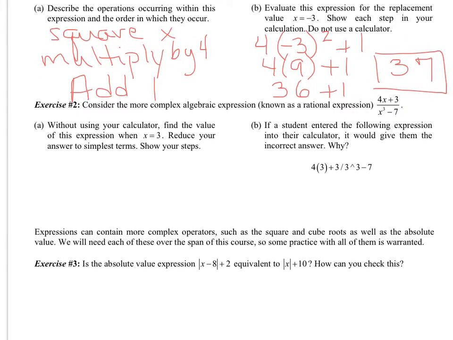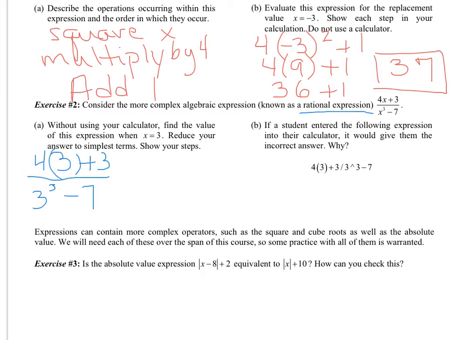Exercise 2 gives us a more complex algebraic expression that's in fraction form. When I see that, it is a rational expression. Again, we can evaluate this one without our calculator, and in Part A, it wants us to replace x with the value of 3. Again, let's start by just plugging in 3 where we see the x. I'm going to use parentheses to show my multiplication. So I have 4 times 3 plus 3 in the numerator of this fraction. And in the denominator, I'm going to have 3 cubed minus 7.